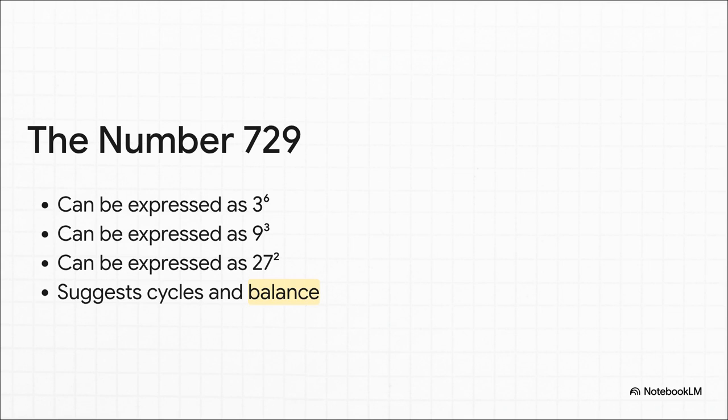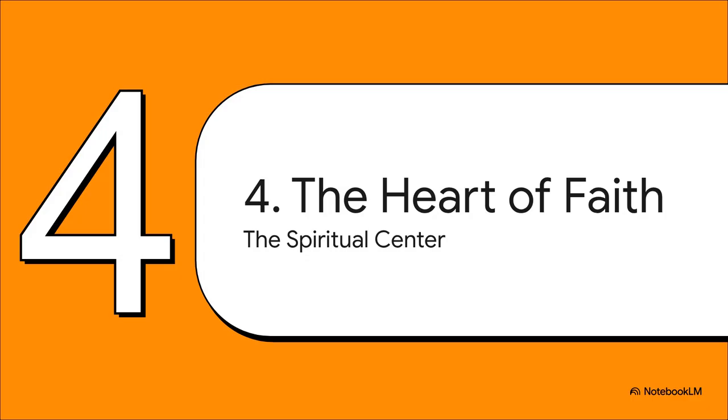And then you get a number like 729. Now, this is where it gets really interesting from a mathematical perspective. What makes 729 so special? Well, you can get to it in a bunch of ways. It's 3 to the 6th power. It's also 9 cubed. And it's 27 squared. This, according to the theory, points to these big ideas of cycles, balance, and this deep, almost web-like interconnectedness of all creation.